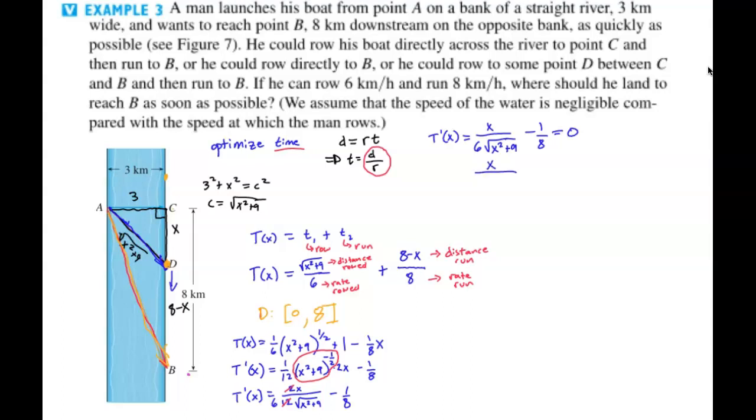X over 6 root x squared plus 9 equals 1/8. And then we're just cross multiplying, right? So we're getting 8x equals 6 root x squared plus 9.